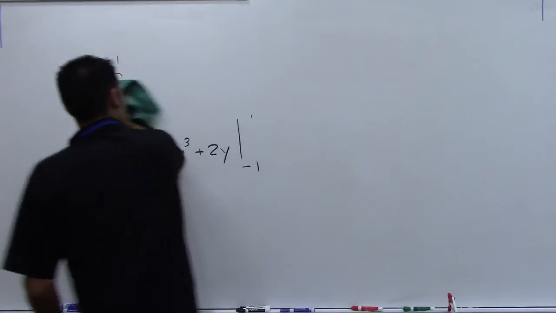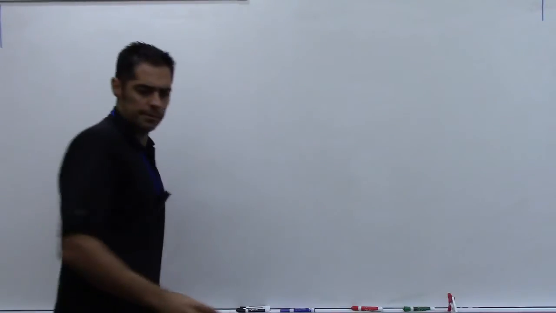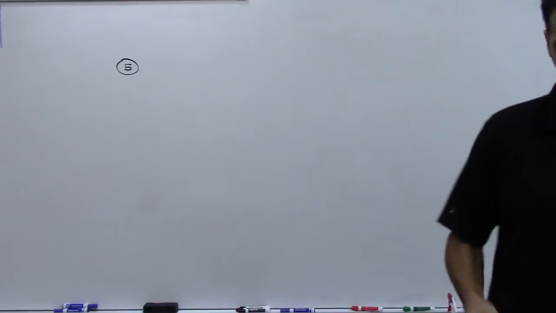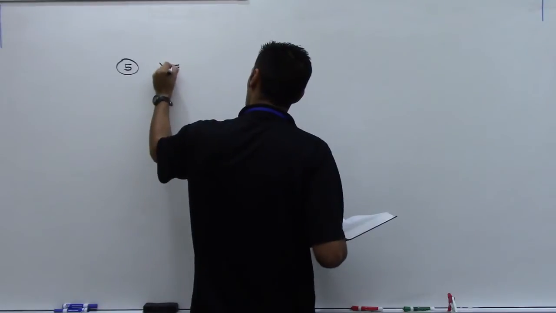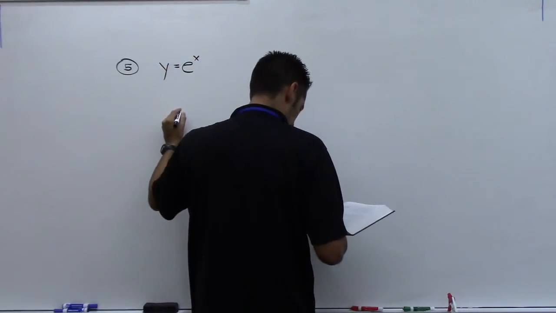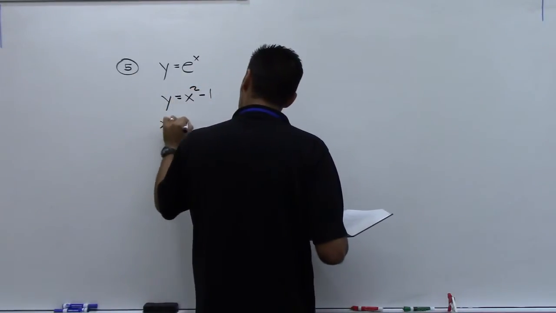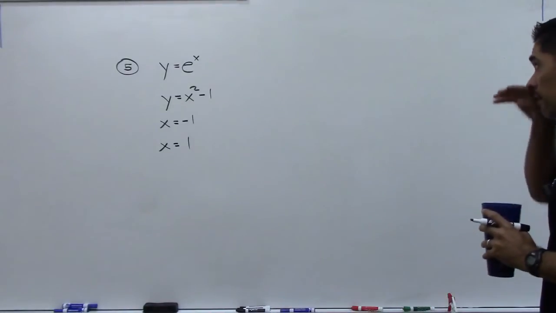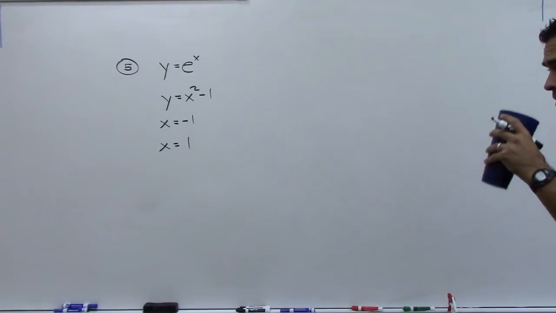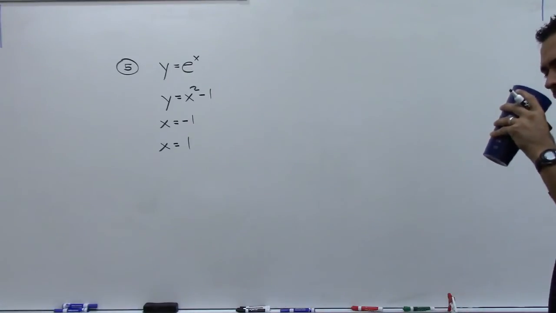All right, that's 3. 5. So 5 is the first one where they don't actually give you the curve, so we're going to have to be able to draw it. So y equals e to the x, y equals x squared minus 1, x equals -1, x equals 1. So I'm supposed to sketch the region bounded by those curves and then find the area.